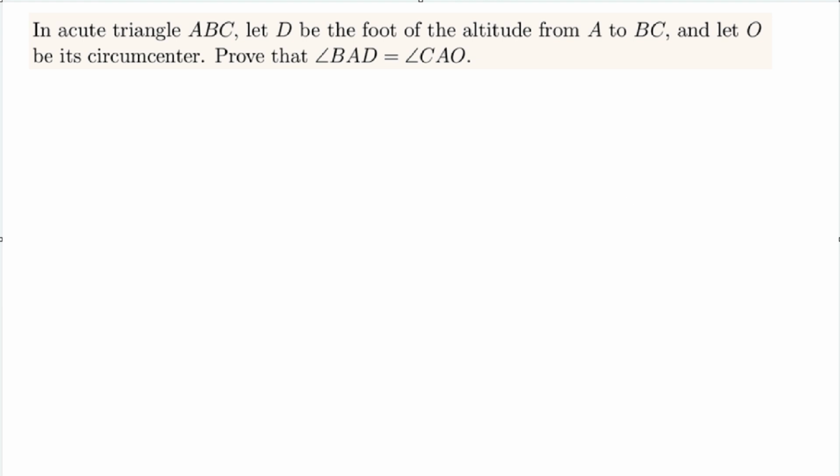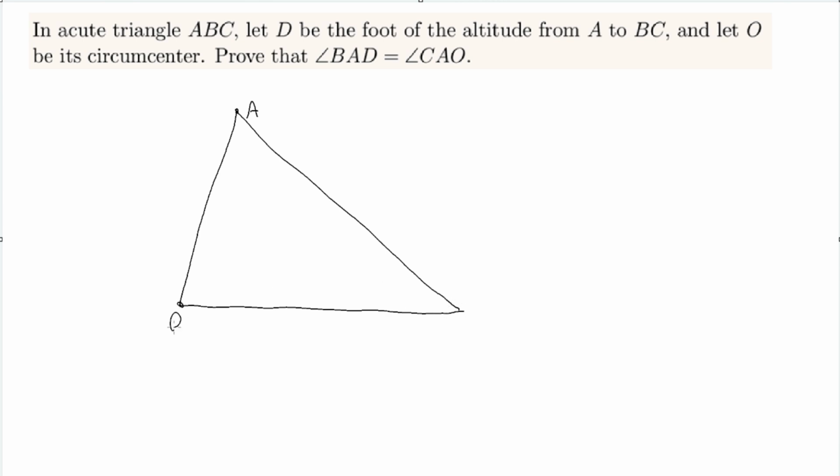So once again, our first order of action is to draw a diagram. And let's draw it as follows. So we have our point A up here, then our point B and C down here. Now the point D is just a foot of the altitude, so it's down here. And the point O is the center of the circle containing A, B, and C. So we would expect it to be equidistant from A, B, and C. So maybe it should be around here.